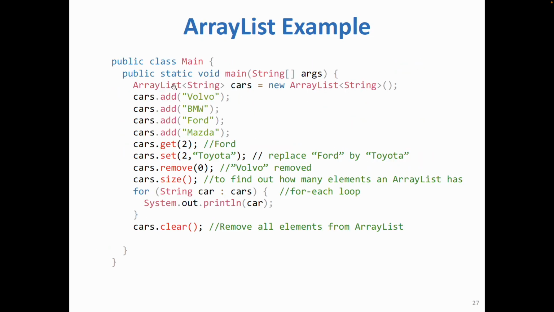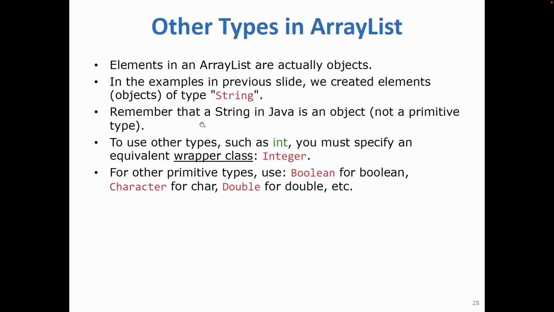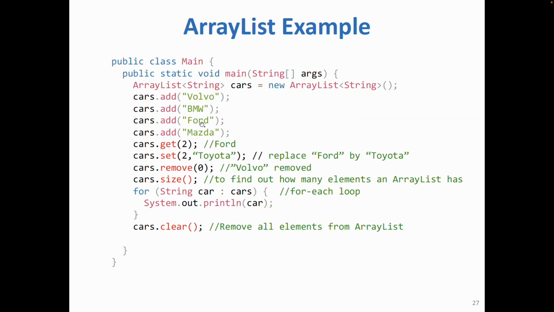Here's also one more example. Again, we are creating a cars array list, and then we are adding all these items, Volvo, BMW, Ford, Mazda, and so on. And then if I say get 2, it will give me the item with the index 2. Again, index starts from 0, so Volvo is 0, BMW is 1, Ford is 2. So it should return me Ford.